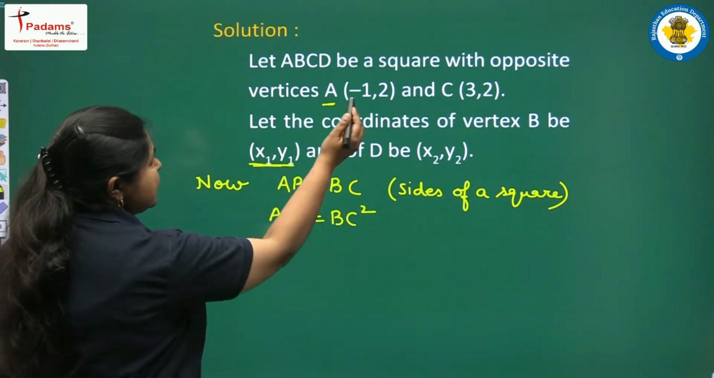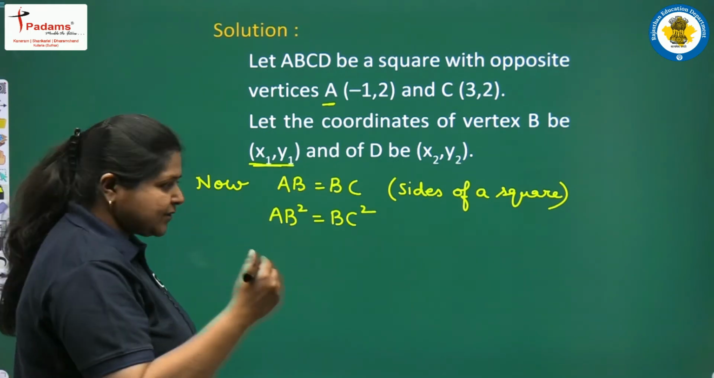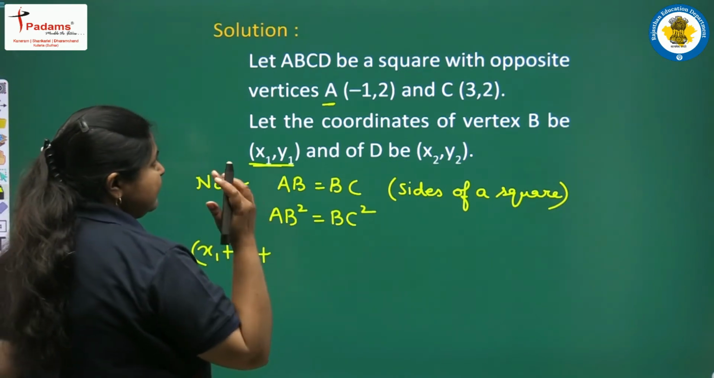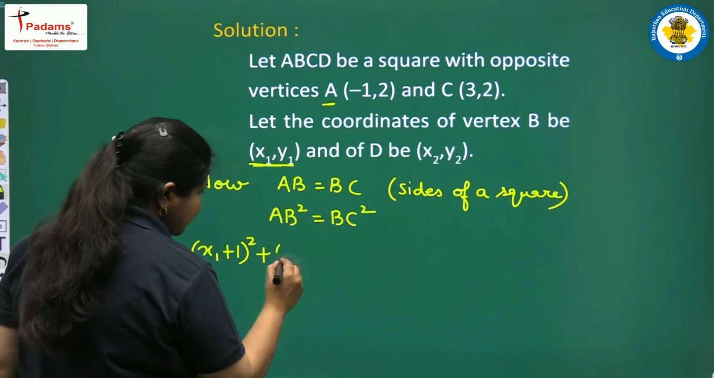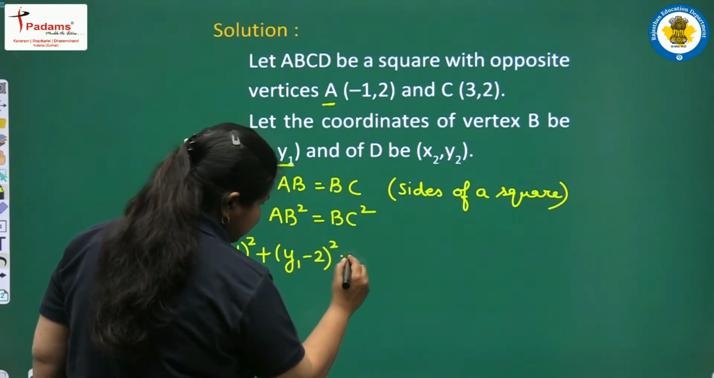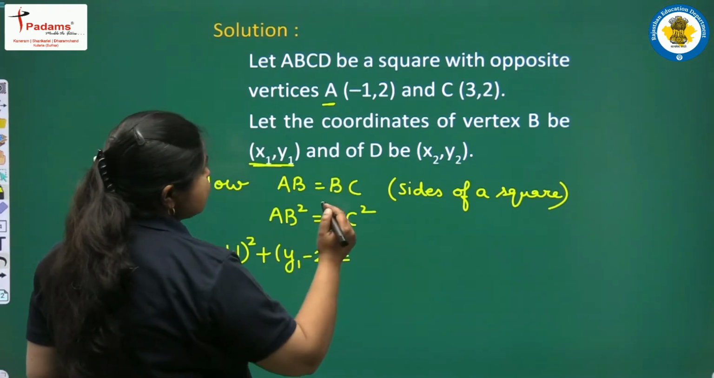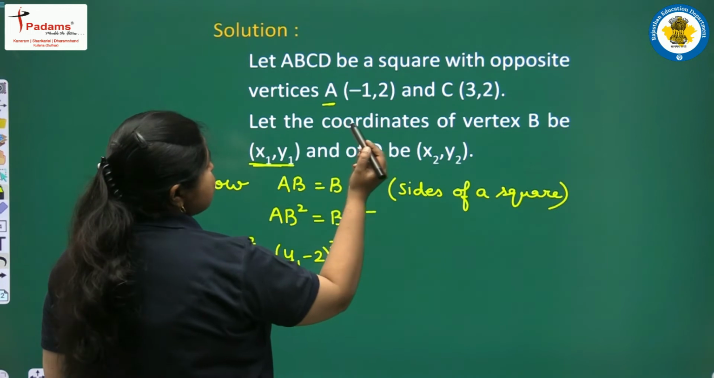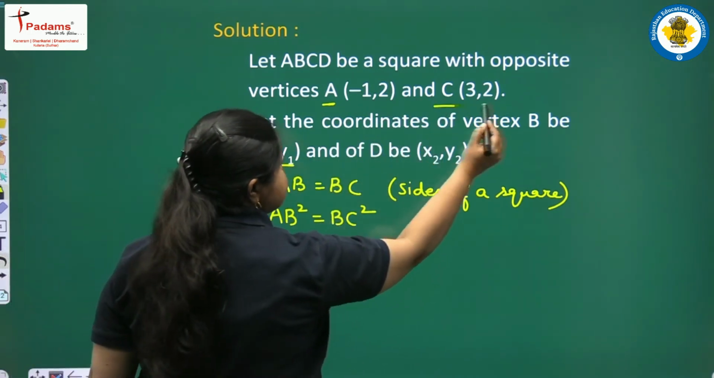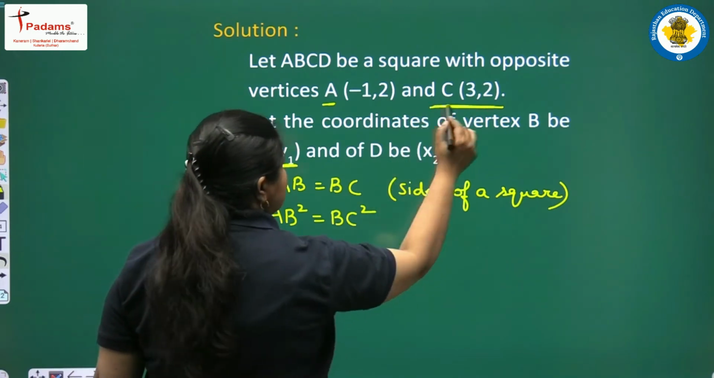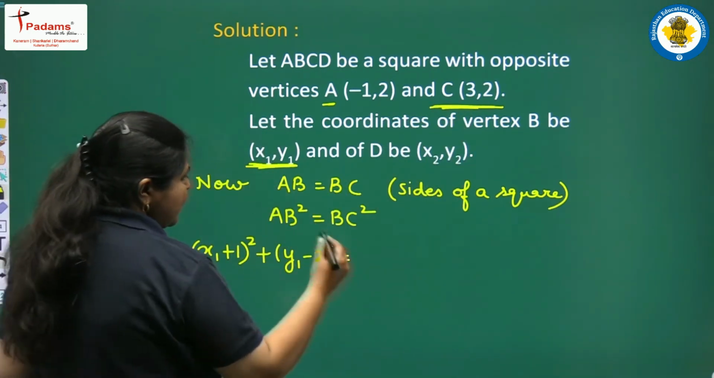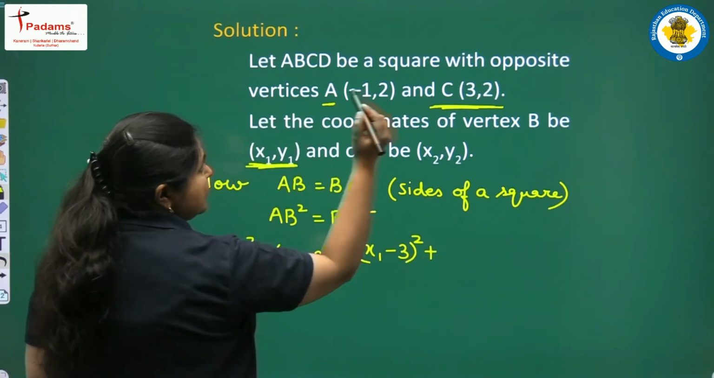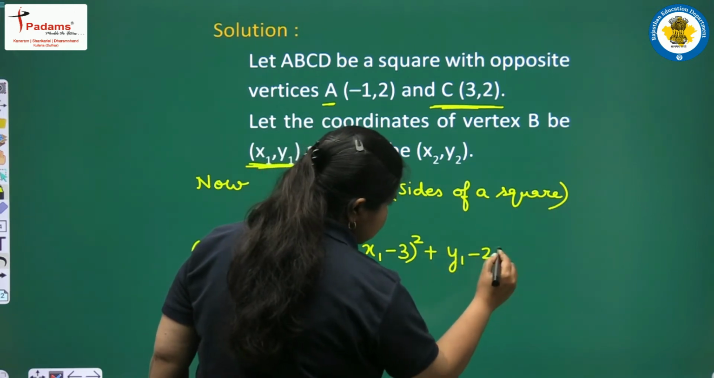Let us do it. x1 and minus of -1 it will become +1. So we can write it x1 + 1 whole square. Then we will take the difference of the y coordinates, y1 - 2 whole square. This further can be written equal to, now we have to find the distance BC and then square it. So for this, this is the point B and this is the point C. These are the coordinates of B, these are the coordinates of C. First we will take the difference of the x coordinates, x1 - 3 whole square plus then y1 - 2 whole square.